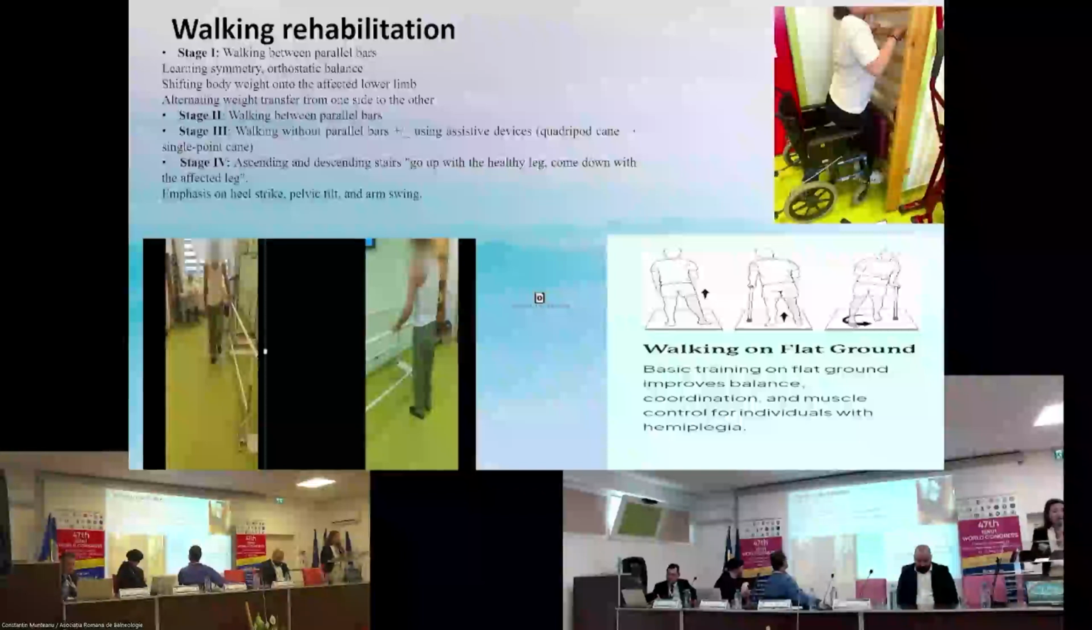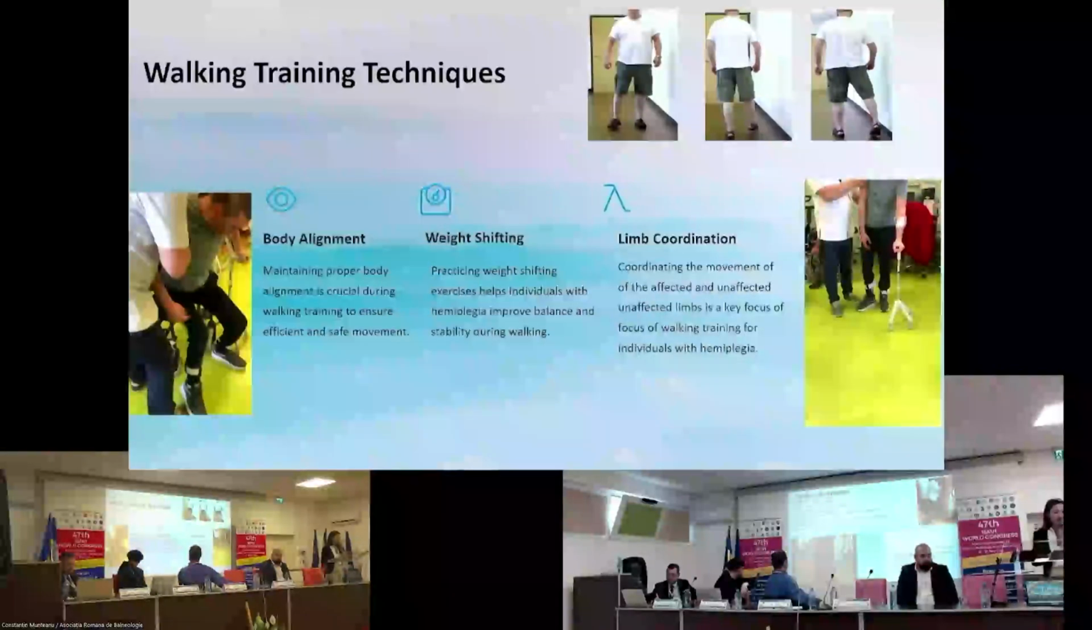About the walking rehabilitation, we always start with sustaining the patients, walking between parallel bars, learning symmetry, orthostatic balance, shifting body weight onto the affected lower limb. After that, without the parallel bars, and in the end, ascending and descending stairs is the final goal.